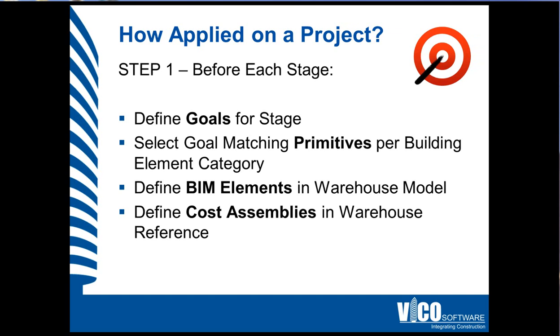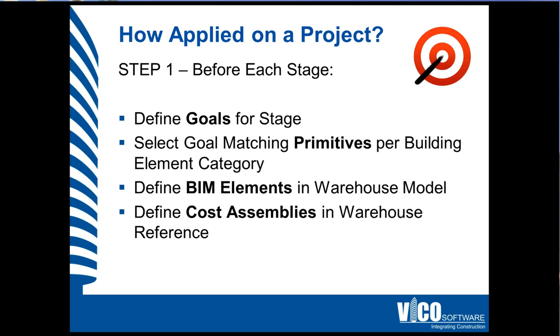So how is all of this concept applied on a project? It's 3 steps. The first step is you define the goals for a stage. So you define what you want to accomplish in the stage that you're starting to work in. The second piece of the first step is to select goal matching primitives from that set of 23 primitives that we looked at earlier. So which of the primitives can accomplish the goals that you just identified?